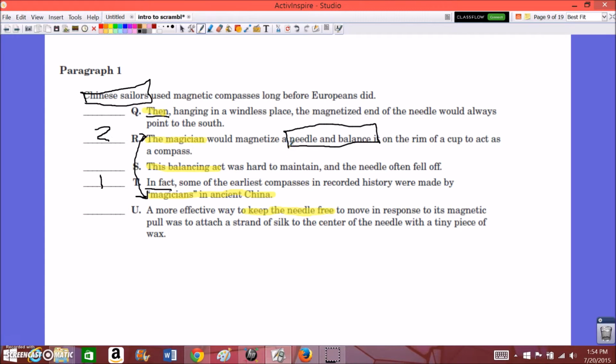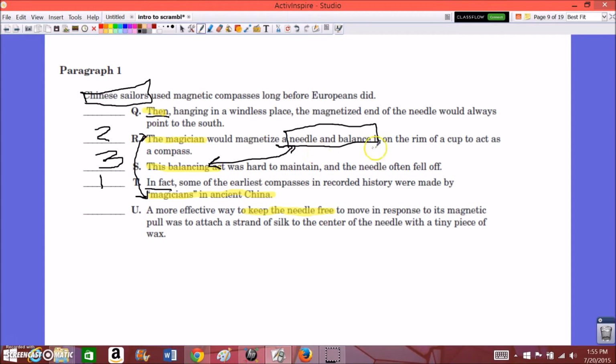All right, so where else do I see needles being balanced? Right here, the balancing act. So it looks like this might be the phrase that hooks these two sentences together. The magician would magnetize a needle and balance it on the rim of a cup to act as a compass. This balancing act. Yeah, it works really well. So I think it's TRS.